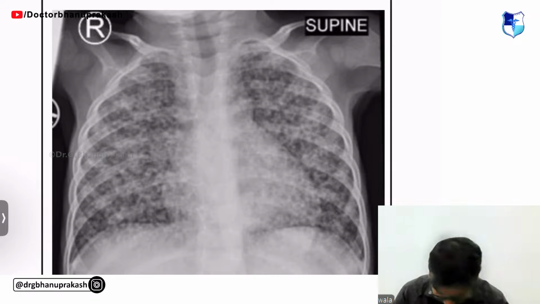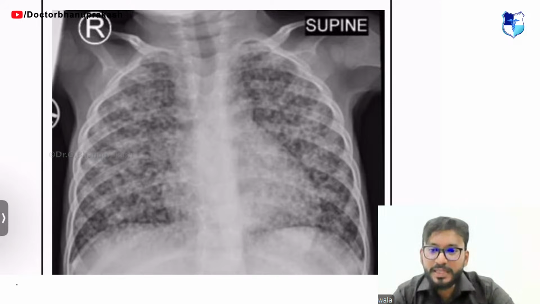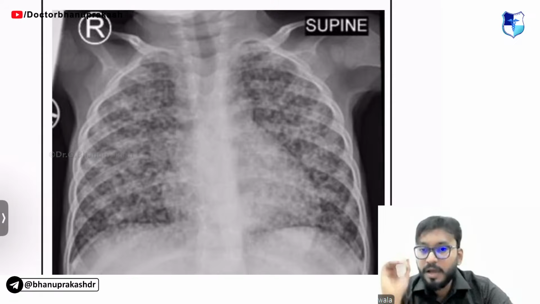Yes, everyone, you're all right. This is miliary TB. Look at these miliary lesions, these 1 to 3 millimeter miliary lesions.